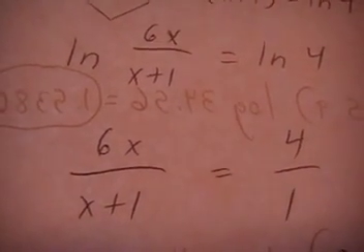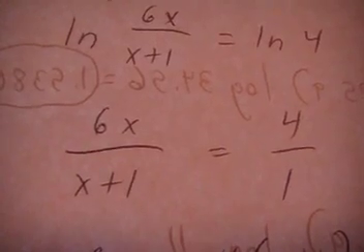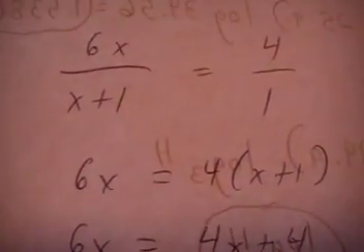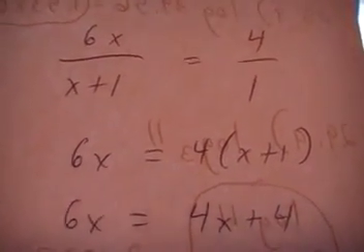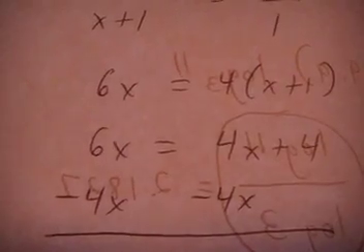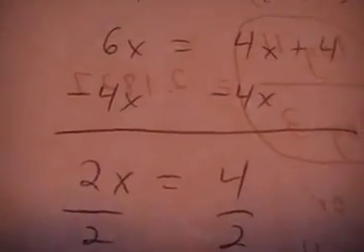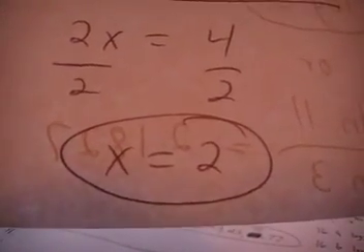So this one's easier to solve than the previous problem. You don't have to use quadratic formula, because we can just cross multiply now. 6x times 1 is 6x. 4 times x plus 1 could be distributed to make 4x plus 4. Subtract the 4x. 2x equals 4, divide by 2, and x equals 2. It comes out real nicely.